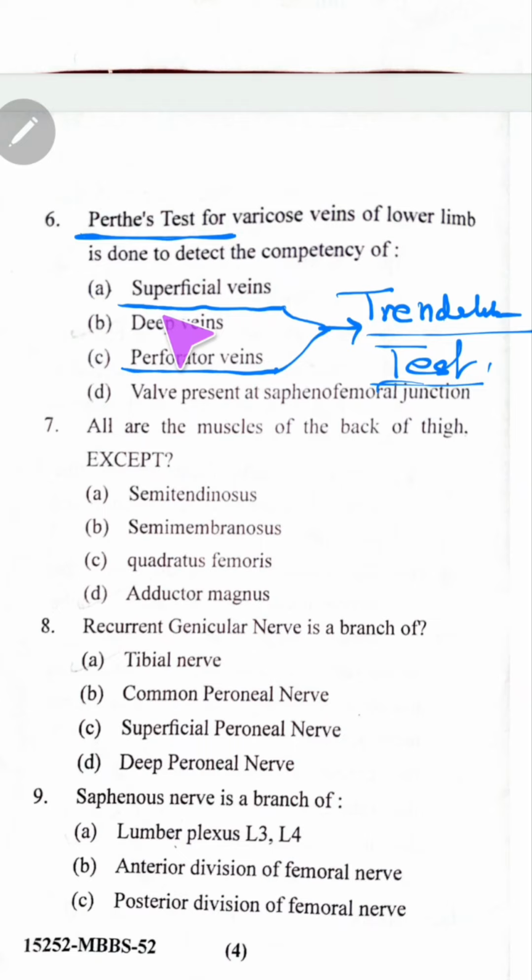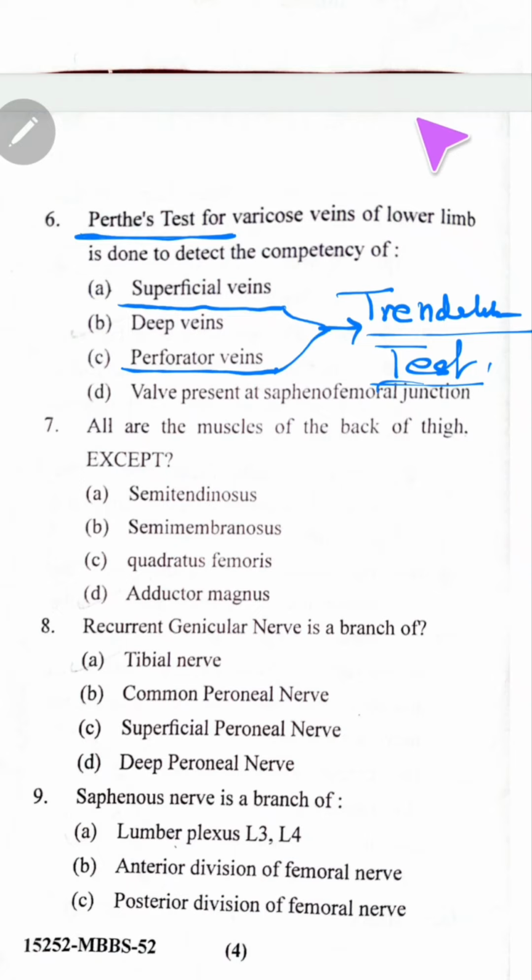If there is gushing of blood again into the varicose veins, that means it's the superficial veins that we are checking. For perforator veins, you don't remove your thumb or the tourniquet, and ask the subject to wait for 1 minute. Then you will find again the gushing of blood and the superficial veins get filled up. That is about the perforator veins. So these two veins are checked by Trendelenburg test.